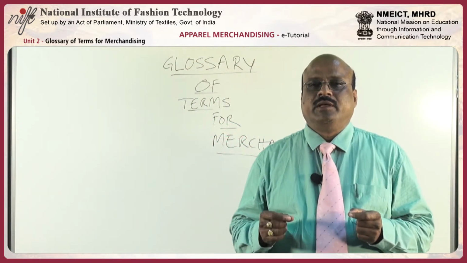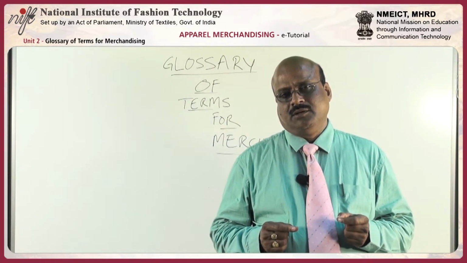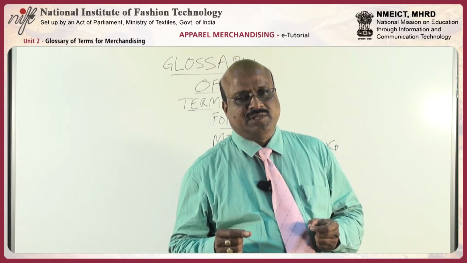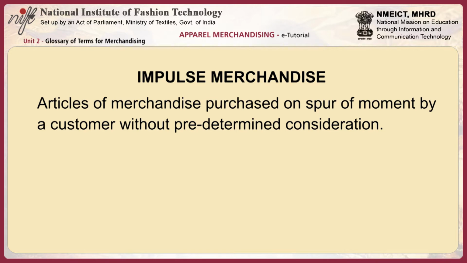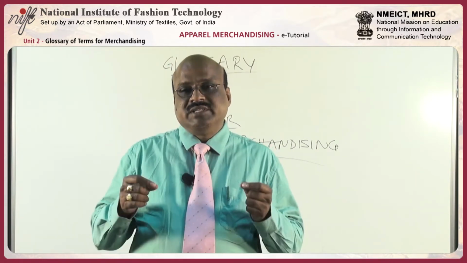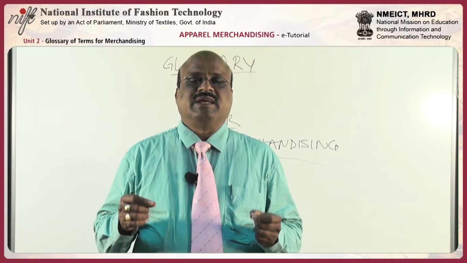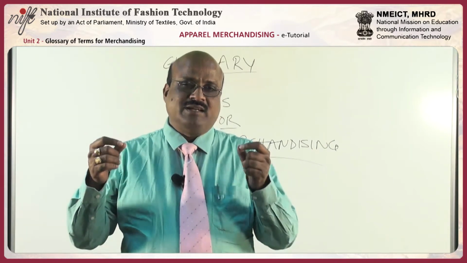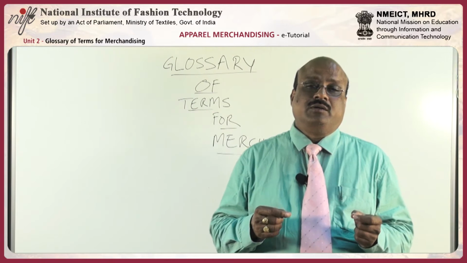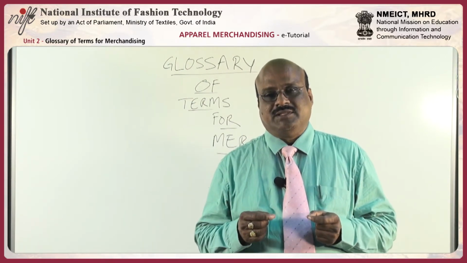The next term is impulse merchandise. What is the meaning of impulse merchandise? Articles of fashion merchandise purchased on spur of the moment by the customer without predetermined consideration. That means the customer has no predetermined intention to buy that product, but on seeing the product, he decides to purchase on a spur of the moment. He is attracted and he decides to buy that product at that instant. So the articles which are purchased like that are called impulse merchandise.